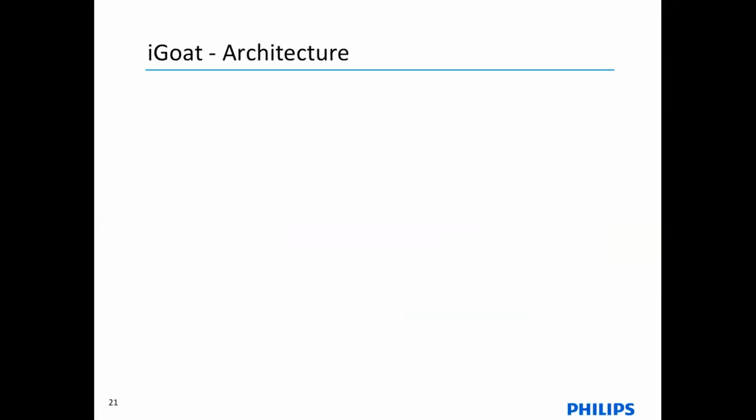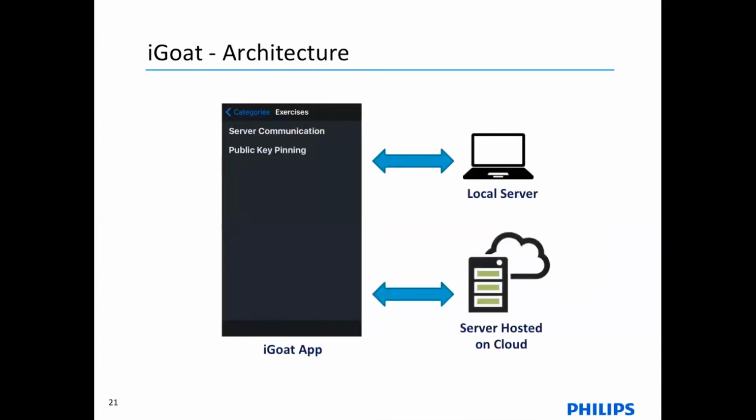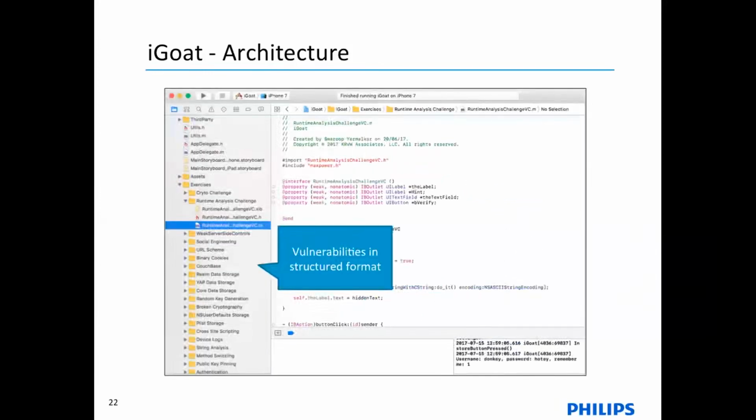So I will cover the architecture. If you take the challenges, we have to run one server locally that is written in Ruby, and we have one server hosted on the cloud. The approach for iGoat is very straightforward. The vulnerabilities are in a very structured format. These are all in groups like crypto challenge, runtime analysis challenge, social engineering, and data storage.